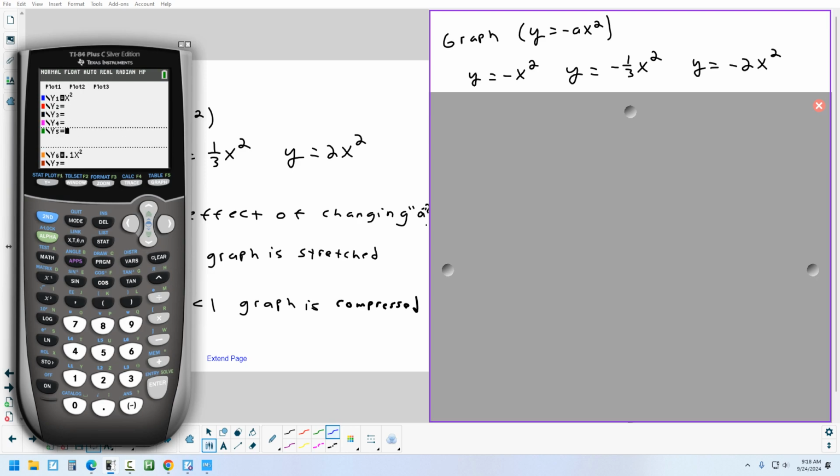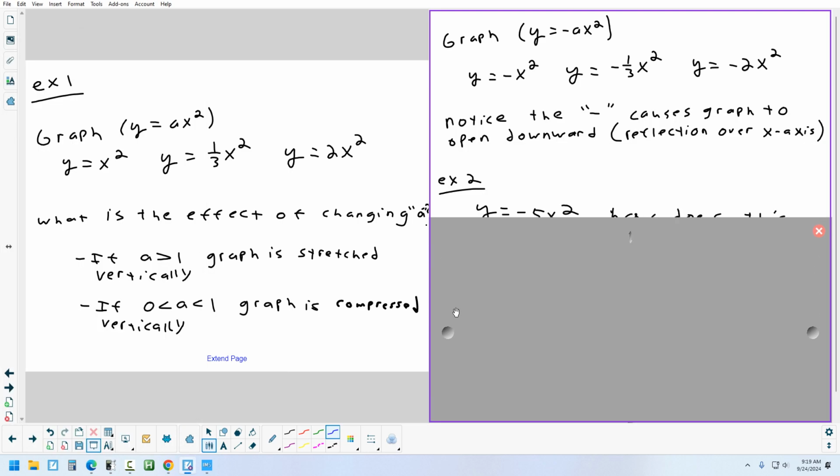I'm going to get rid of all these other ones, and I'm just going to graph the first one. So I've got x squared, and I'm going to do negative x squared. That's enough that you can see what's going to happen. So that's the original, and here's the one with the negative in front. What did that negative cause the graph to do? Flip. Yep, flip how? Like a reflection over the x-axis. Yeah, that's a reflection over the x-axis, and that causes the graph to open downward.